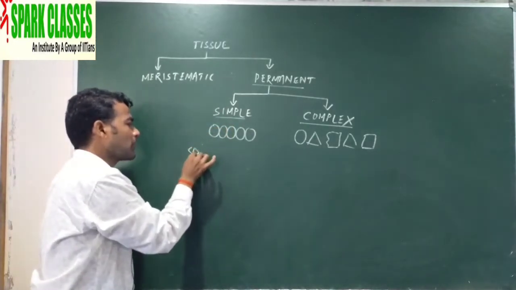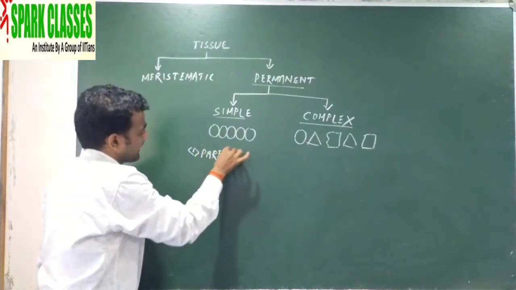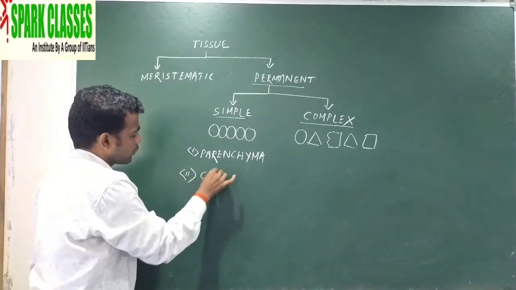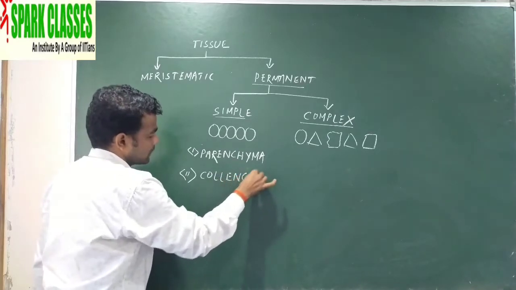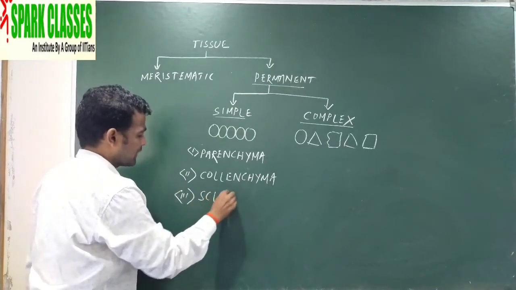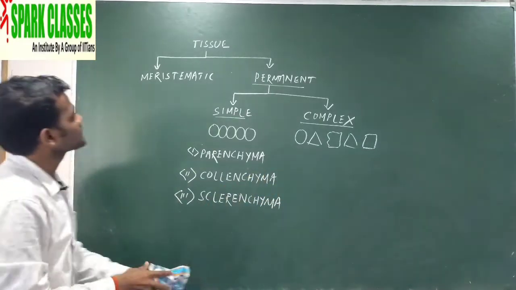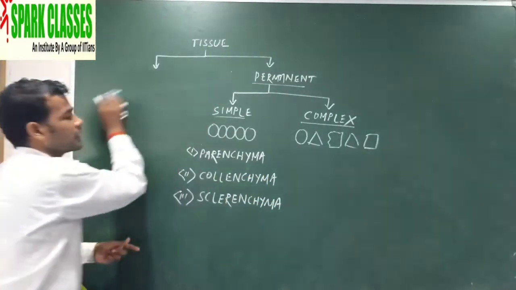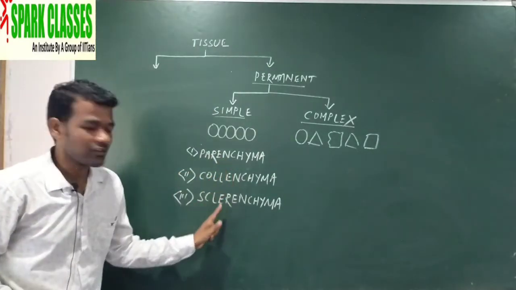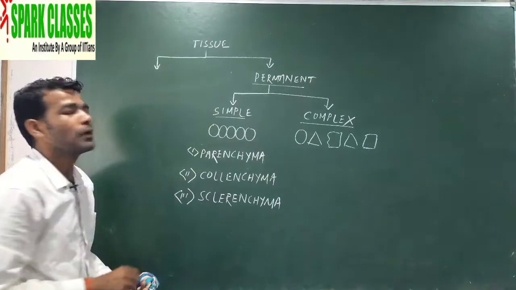First, simple permanent tissue are of three types. Number one is called parenchyma. These names you have to remember. Parenchyma. Second permanent tissue is called collenchyma. And third permanent tissue is called sclerenchyma. Parenchyma, collenchyma and sclerenchyma. Now we will not discuss meristematic tissue, already you have completed it in the last class. So parenchyma, collenchyma and sclerenchyma, all three different types of tissue are made of only one kind of cells. So all three come under simple permanent tissue.